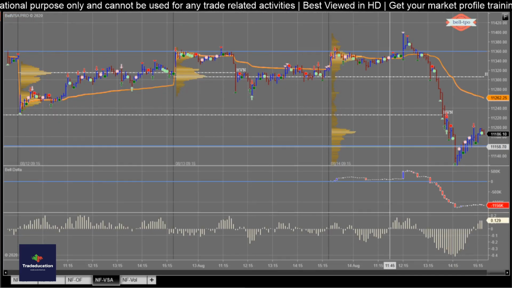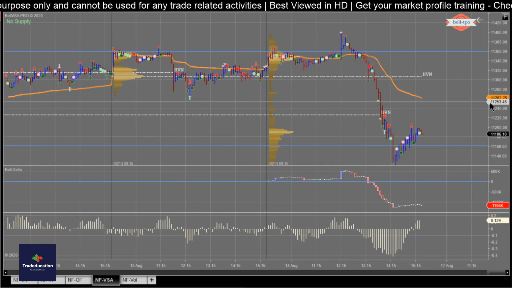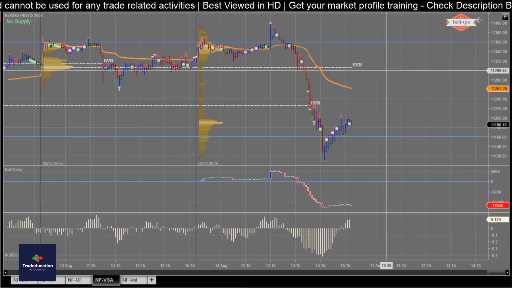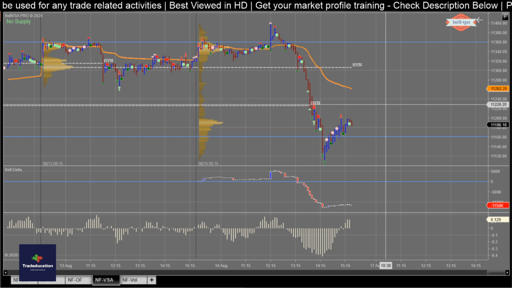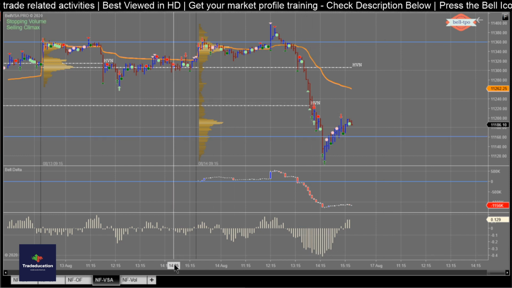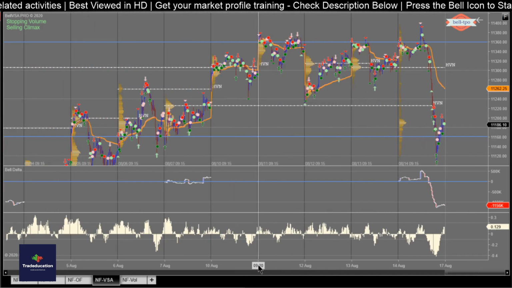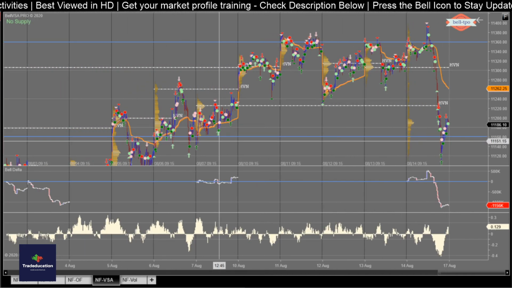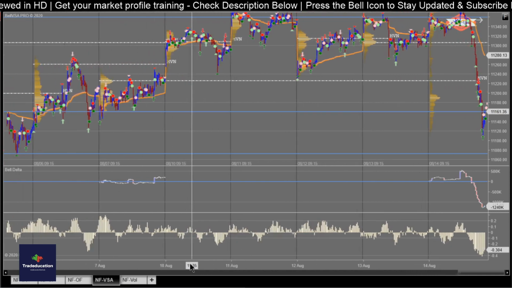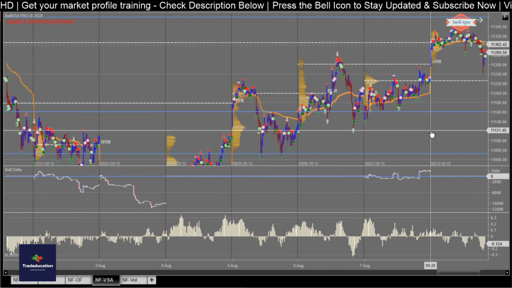Okay, and from the VSA chart, this was the first HV and this is the second HV, and this was a big support zone, 11,160. I'll show you how I got that support zone. This is from this particular auction. Let me zoom in.